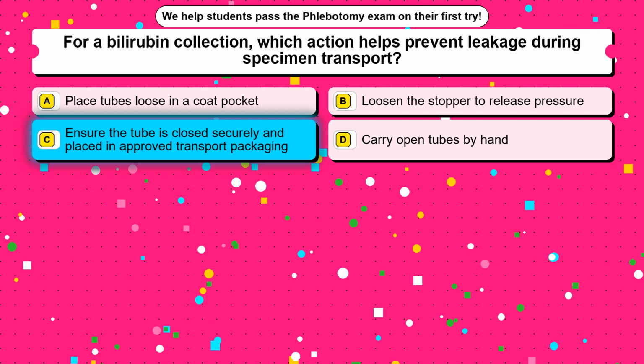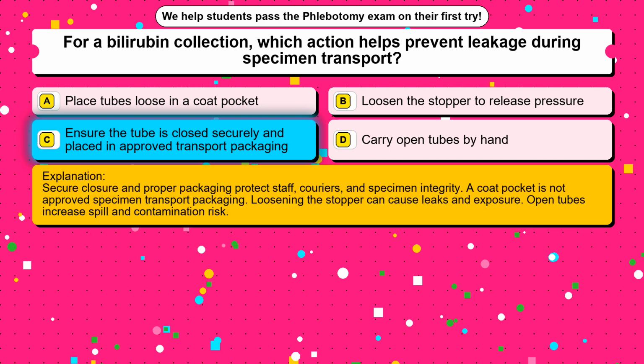The correct answer is option C. Ensure the tube is closed securely and placed in approved transport packaging. Secure closure and proper packaging protects staff, couriers, and specimen integrity. A coat pocket is not approved specimen transport packaging. Loosening the stopper can cause leaks and exposure. Open tubes increase spill and contamination risk.